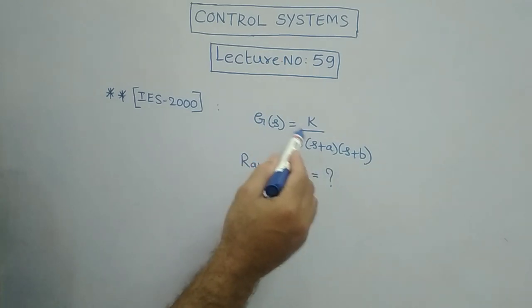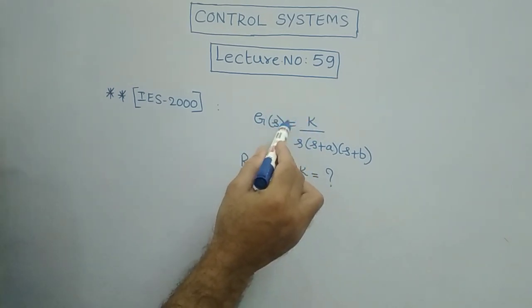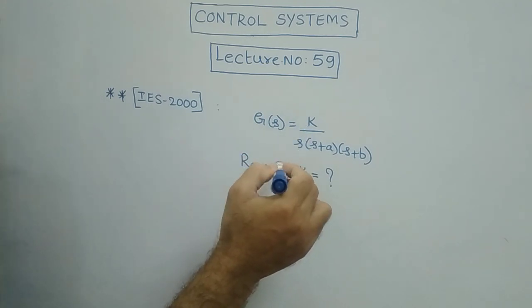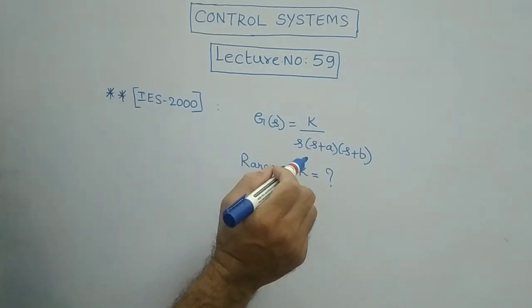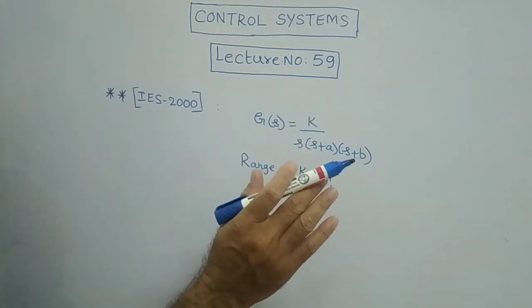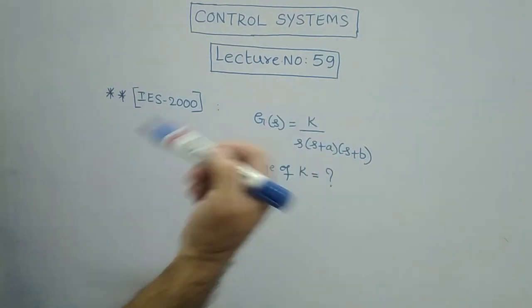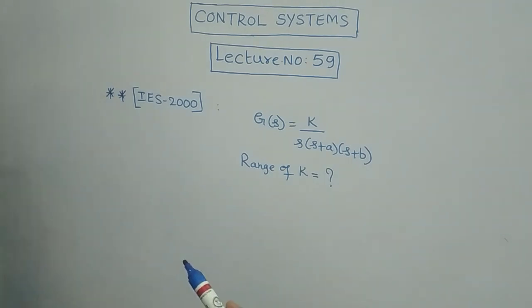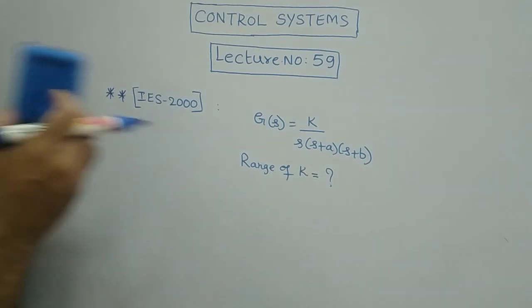So the question is: if the given system is to be stable, find the range of K, or the value of K. In order for the system to be stable, we need to find the value of K for which the system is stable. That is the question. Very, very simple question actually.